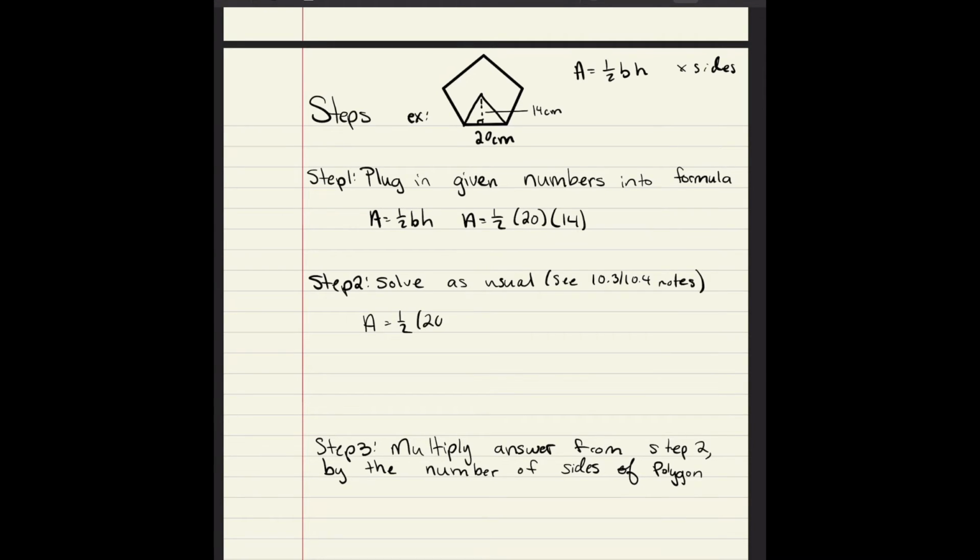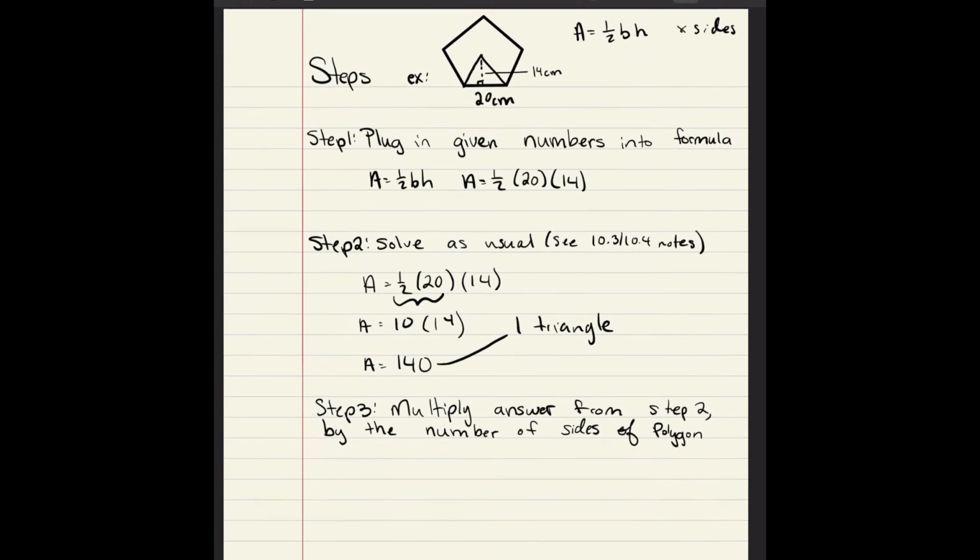That'll help you solve. So now I plug in what I have. Solve as usual. So I'm dividing 20 by 2, which gives me 10, because multiplying by half is the same as dividing by 2. Now I bring my 14 down, and 10 times 14 gives me 140. So all I found here is the area of one triangle. So 140 is one triangle. Now I need to find it for all the triangles within that polygon.